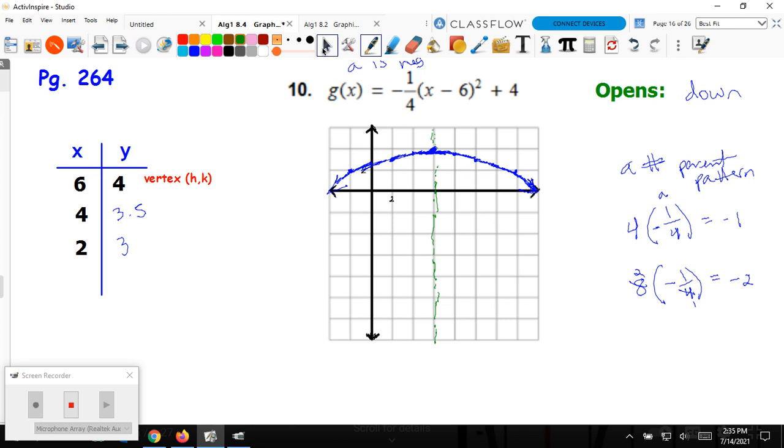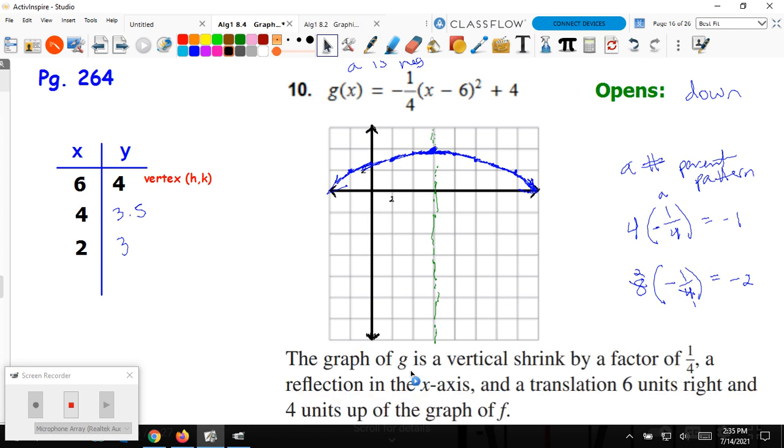And the last part is just how do we compare this to its parent function, the original. So what's different? Well, we did do these transformations or translations here. We moved 6 units to the right, we moved 4 units up. So we're going to say that. We're also going to be reflecting this. It's now opening down, so it's going to be a reflection in the x-axis. And this 1/4, since it's smaller than 1, we're going to be talking about a shrink on this one. So here's our things. It says vertical shrink by the factor of 1/4. We got to say that.